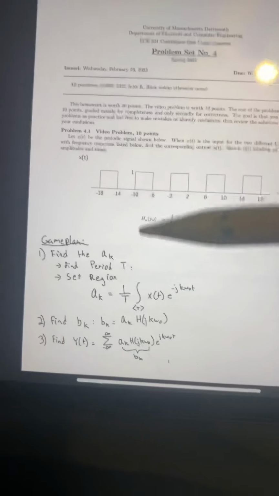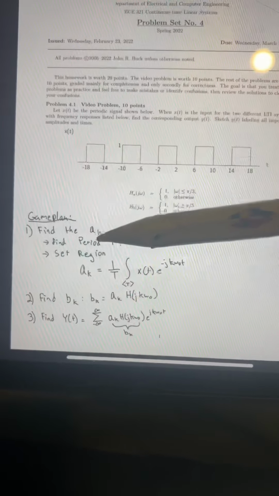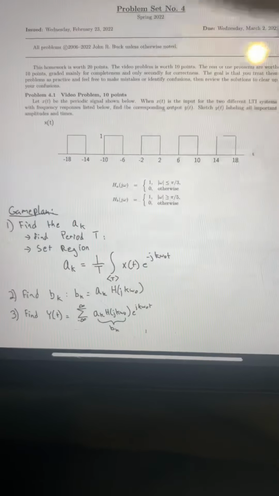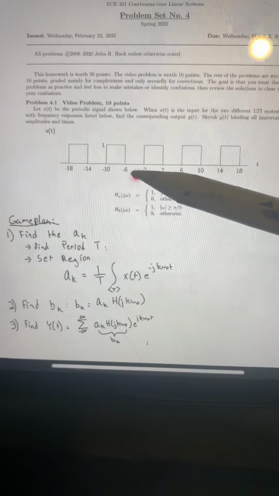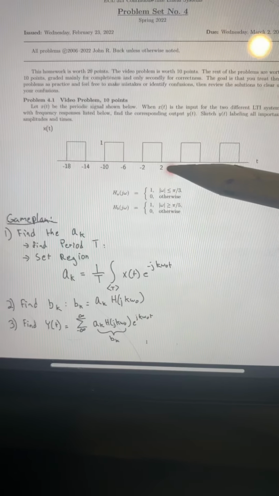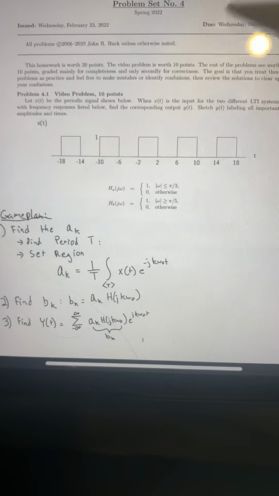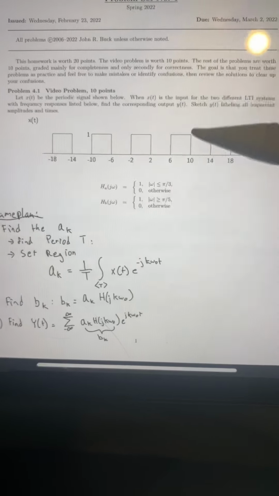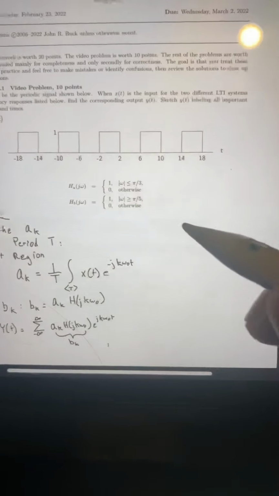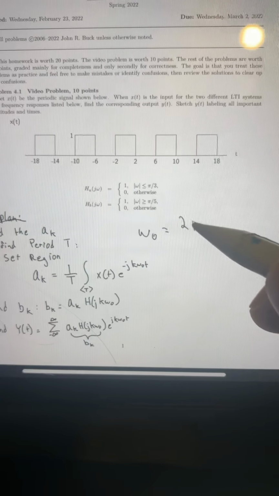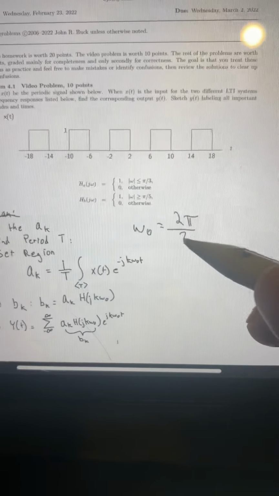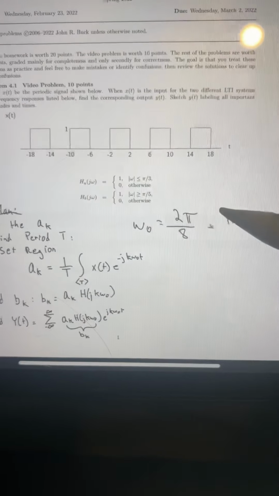So first, here is our game plan. Our goal is to find our a sub k, where we need to find our period. So when we're looking at our period, we can then see from going from -4 to 4, which is a period of 8, which we can then use to find our fundamental frequency. So now if we look at it, our fundamental frequency is omega naught equals 2 pi over 8, which is just pi over 4.